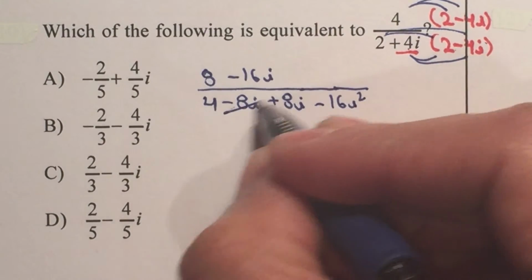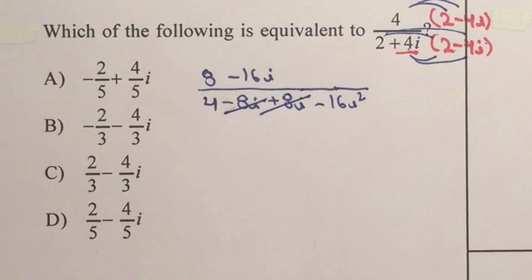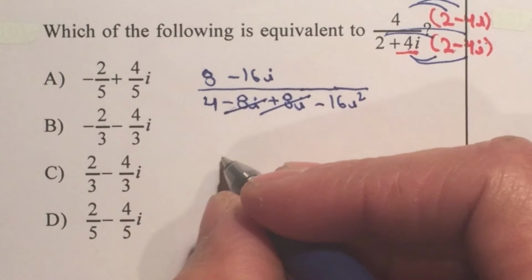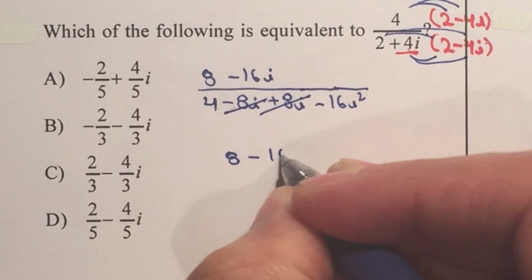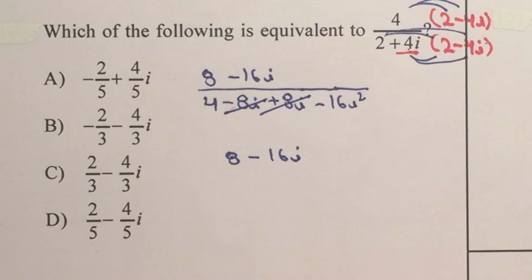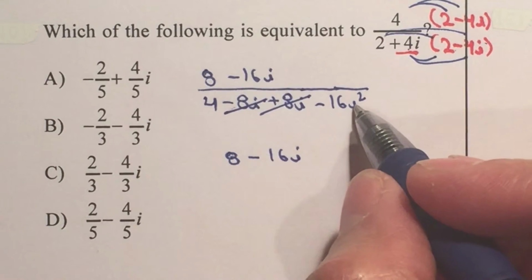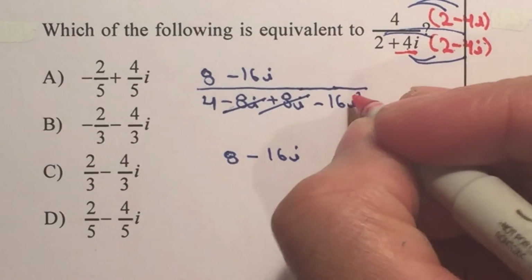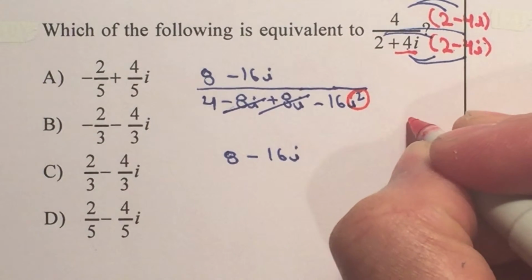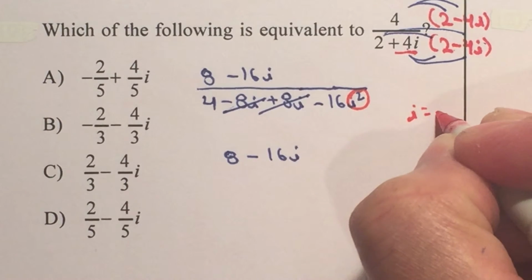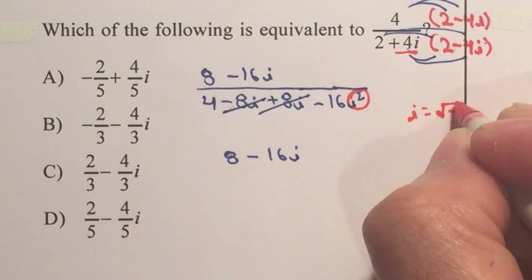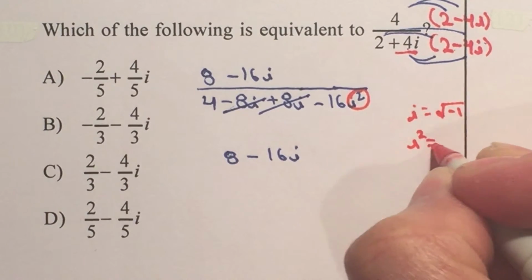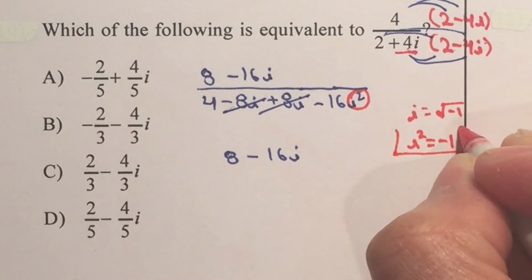On the denominator, my i's will cancel, and they should. My numerator stays the same, 8 minus 16i. And in this case, i squared, if you remember the definition, we know that i is equal to the square root of negative 1. And if you square both sides, i squared is equal to negative 1. And this is the definition that we need.